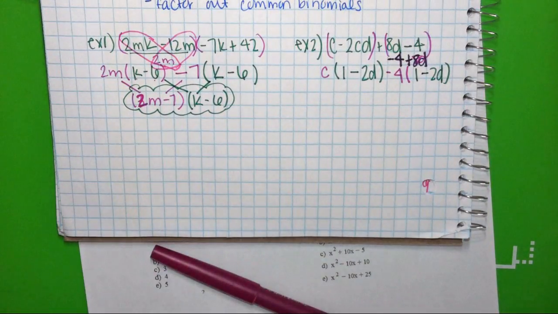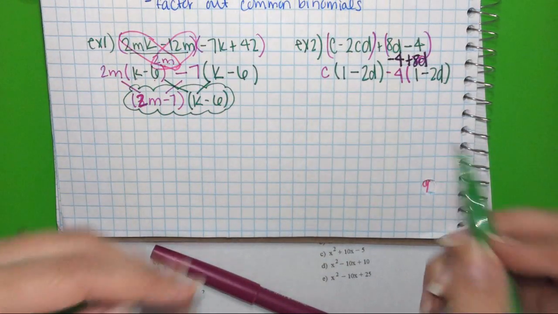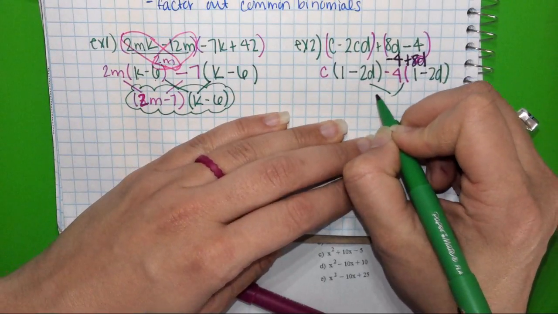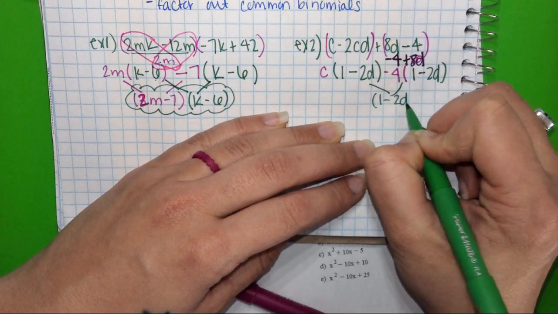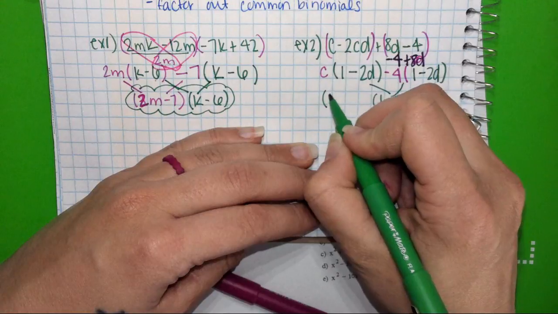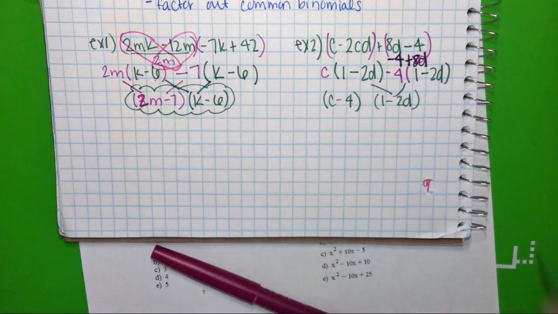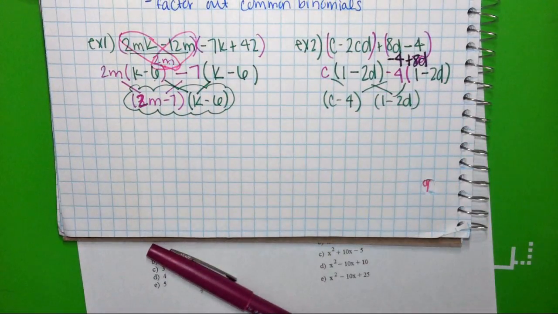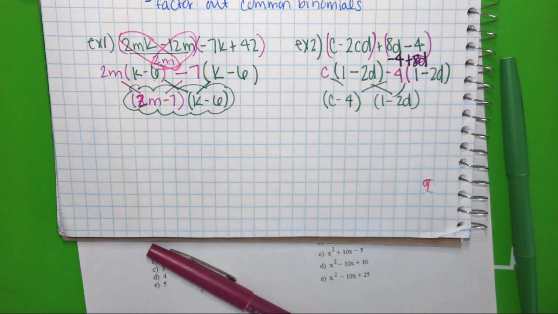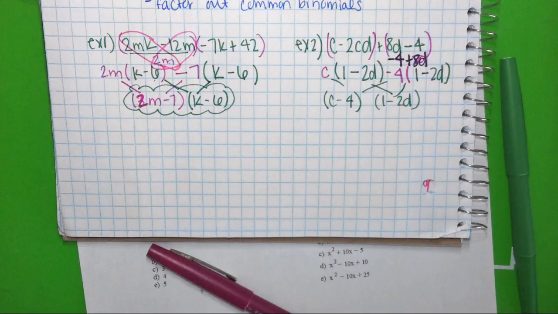All right, do we have the same thing in our binomials? Yes. So we bring those down. 1 minus 2D and C minus 4. Make sure they're touching and not crazy like mine. Do we feel a little better?